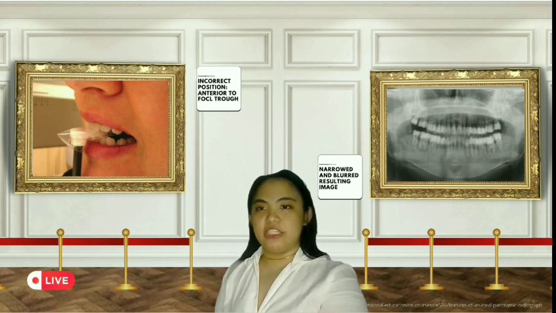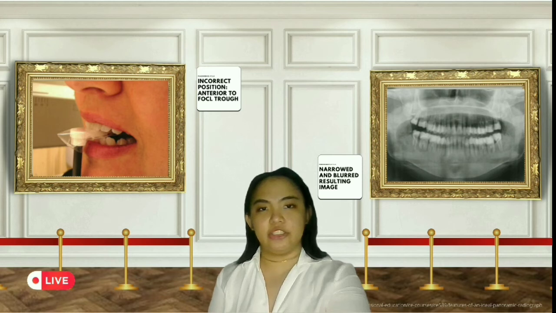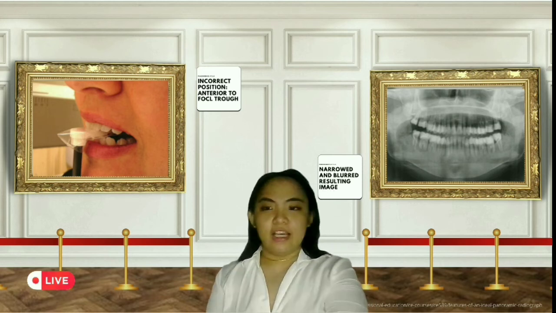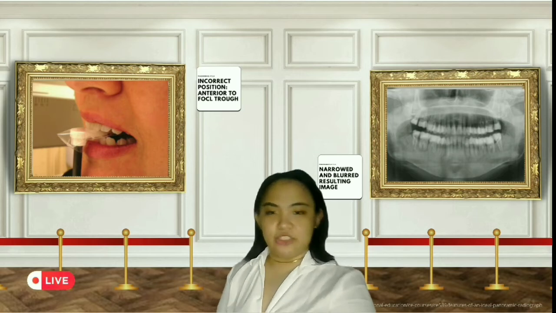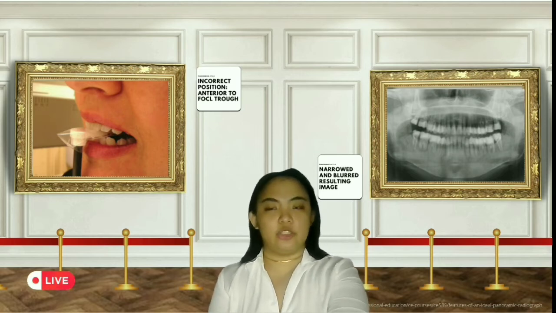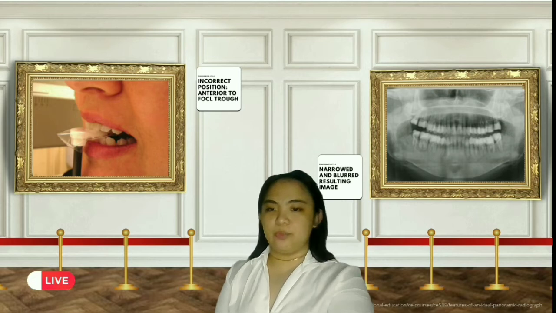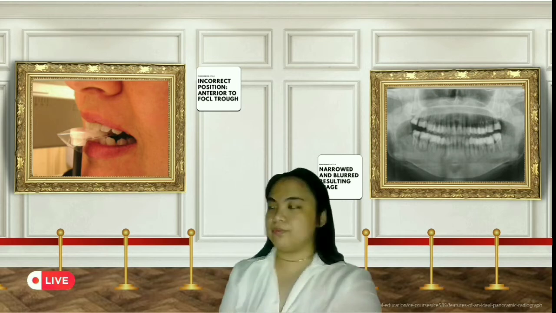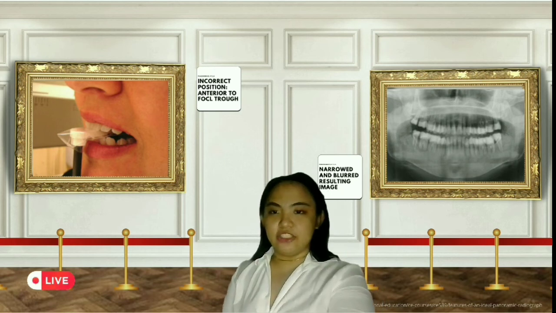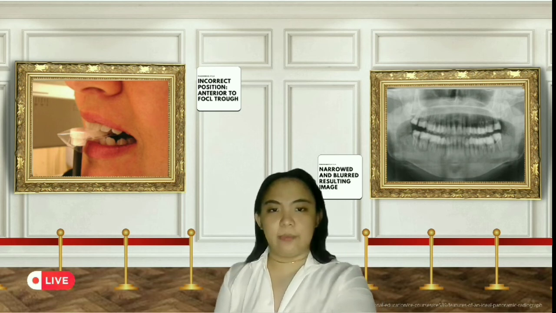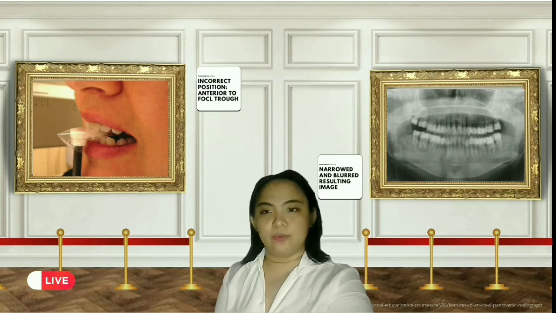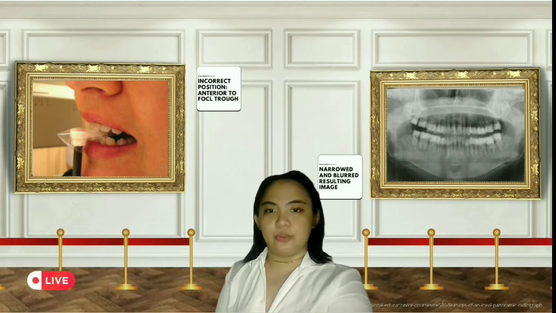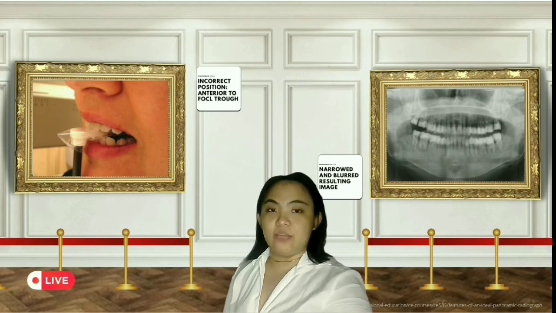If the patient's teeth are too far forward on the bite block, or anterior to the focal trough, as in this photo, the patient is incorrectly positioned, the teeth have been placed too far forward on the bite block, and the anterior teeth appear skinny and out of focus in the resulting image here. The anterior teeth appear narrowed and blurred in the panoramic image when the teeth are positioned too far forward on the bite block. In addition, there is a pronounced overlap of the premolars that can be seen.